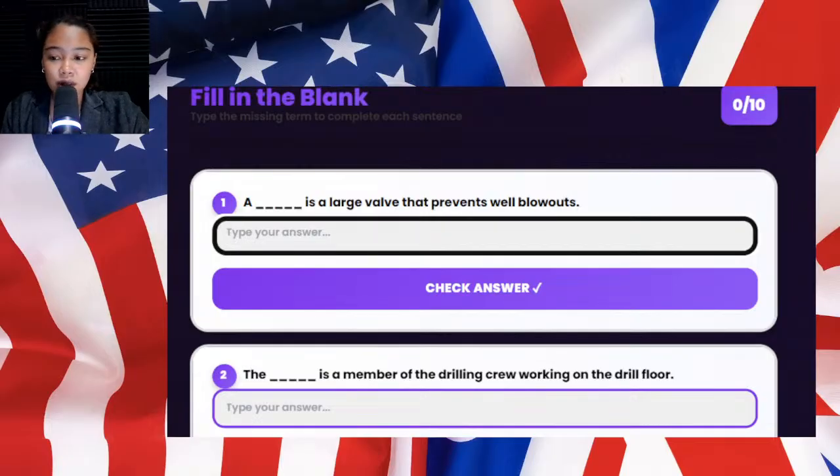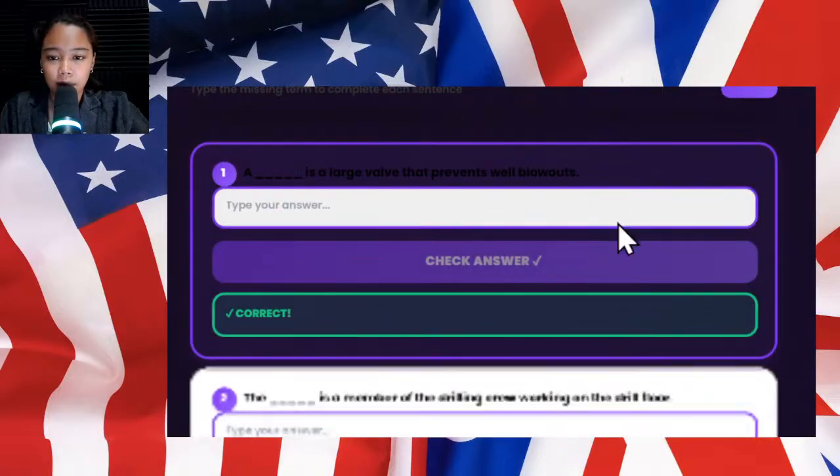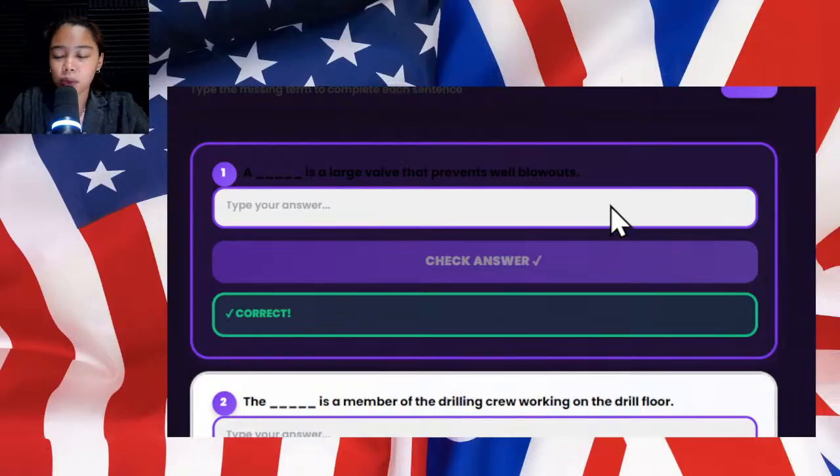So what do you think is the answer? This is BOP. Now what is BOP? Blowout preventer. That is a large specialized valve. Let's check if it's correct. Okay, that is correct. Again, what was our answer here? It is blowout preventer. I don't know what happened, the answer got removed and I cannot type it again. But our answer here is blowout preventer.